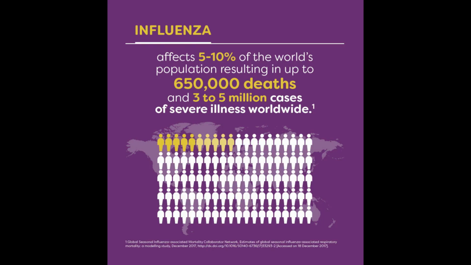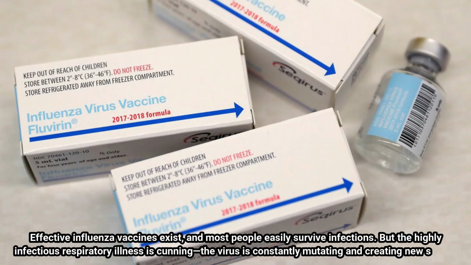Influenza affects 5 to 10% of the world's population, resulting in up to 650,000 deaths and 3 to 5 million cases of severe illness worldwide. Effective influenza vaccines exist, and most people easily survive infections. But the highly infectious respiratory illness is cunning. The virus is constantly mutating and creating new strains.